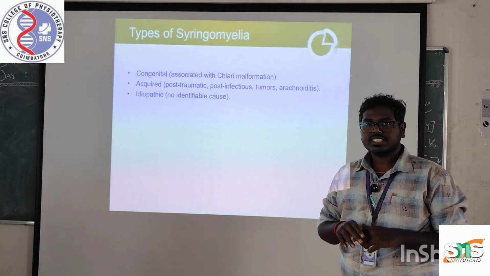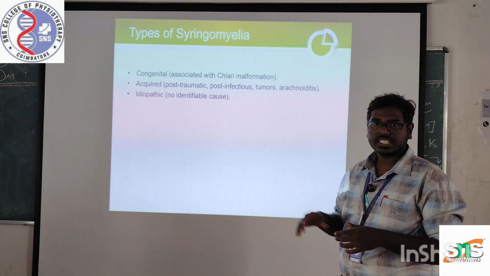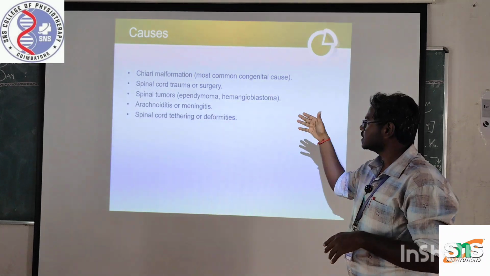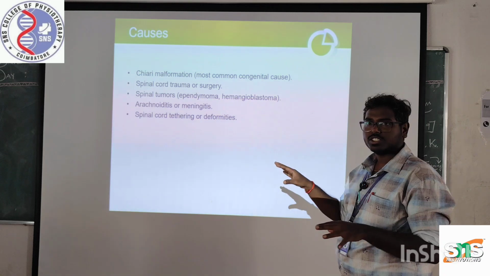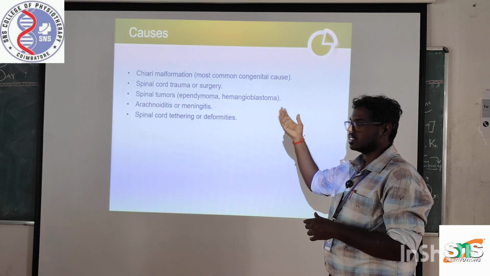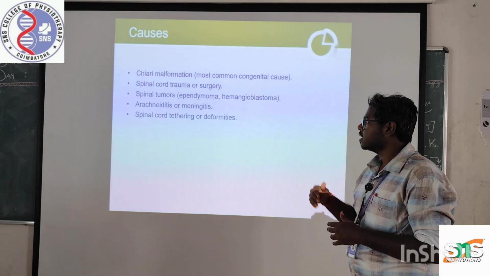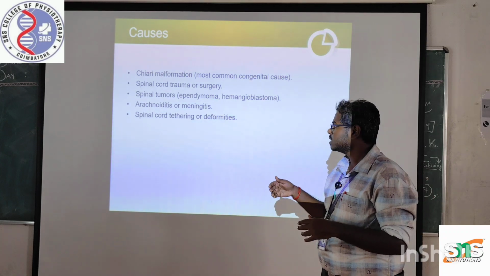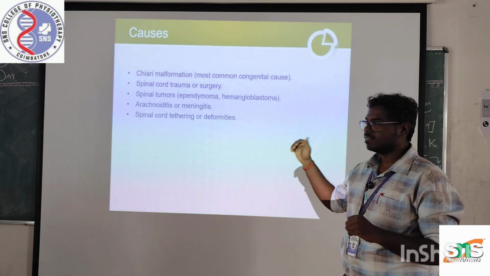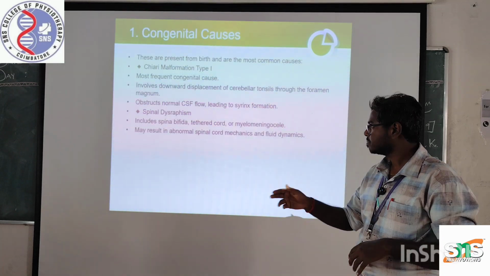Generally, syringomyelia is classified into three types. They are the congenital type, the acquired type, and the idiopathic variety. Causes of syringomyelia are, first, Chiari malformation, which is most commonly seen in congenital conditions. Second, spinal cord trauma or surgery. Third, spinal cord tumors, and fourth, arachnoiditis, or it is also seen in meningitis conditions. Finally, it can also be seen in spinal cord tethering or deformity conditions.